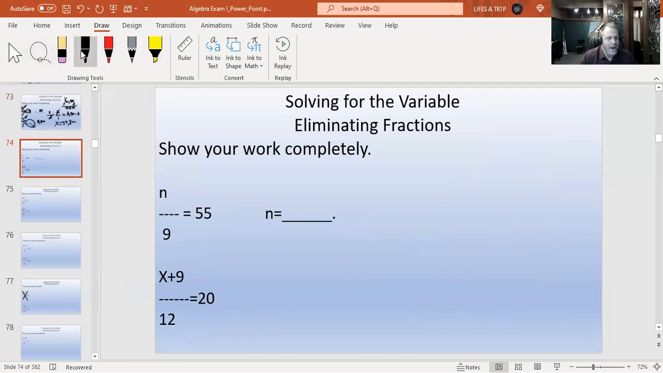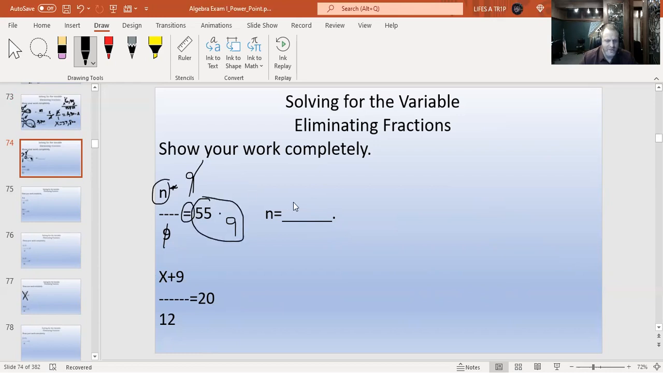All right, guys, so I'm not going to show you the long way anymore. I think you probably got that by now. So let's get rid of that 9. So times 9. Cancel, cancel. And so we've got n equals 495.